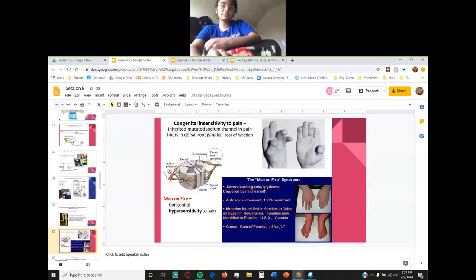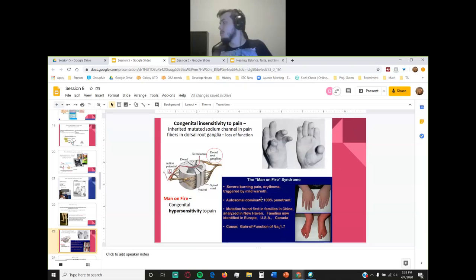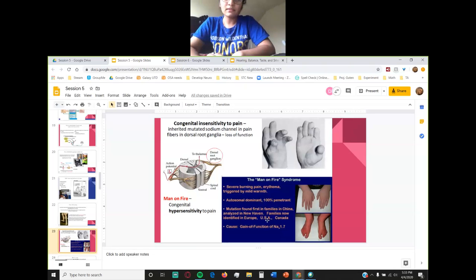Congenital hypersensitivity to pain is also a different variation of this. When your pain receptors are too active and they're always firing, it's really difficult to function in daily life because you don't know what is dangerous and what is not dangerous. These mutations arise from the sodium 1.7 channels. These are the channels that are responsive to pain.